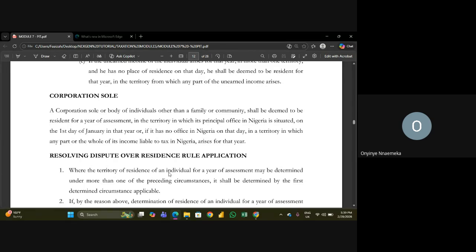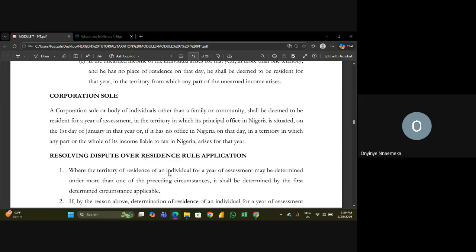Okay, so now this corporation sole is for what? Sole proprietors, like those people that are not a company, it is a business but not a company. Remember that a company is a separate legal entity. These people have no separate legal entity. Do you get? So now they are saying, what is the place of residence for a corporation sole? What will be their place of residence? It's going to be the place where the office is located, their principal office.